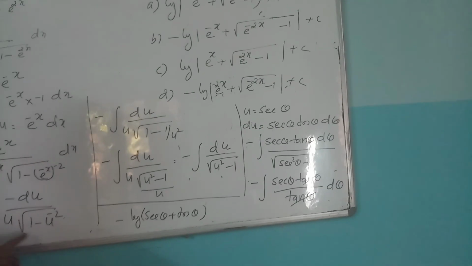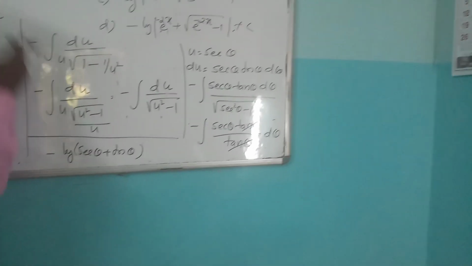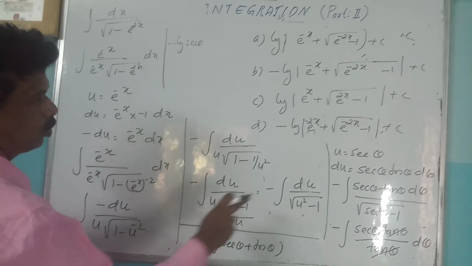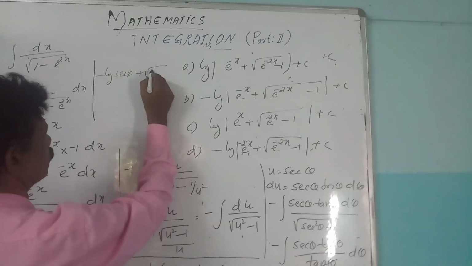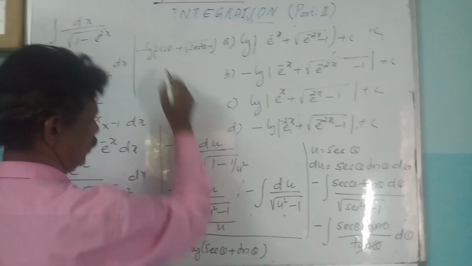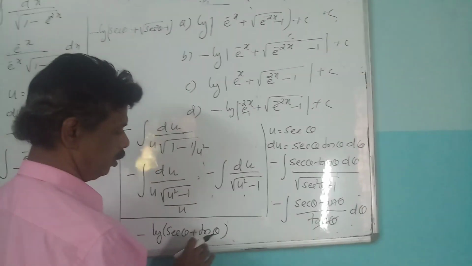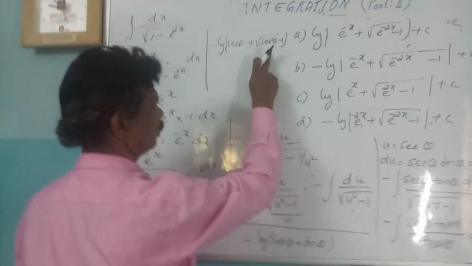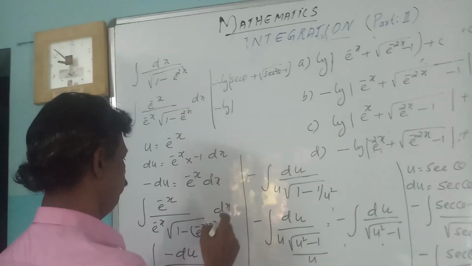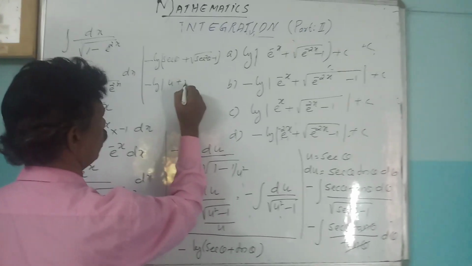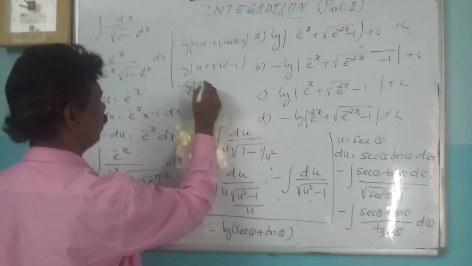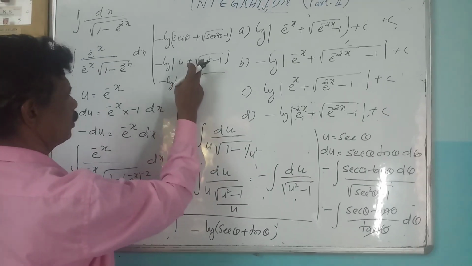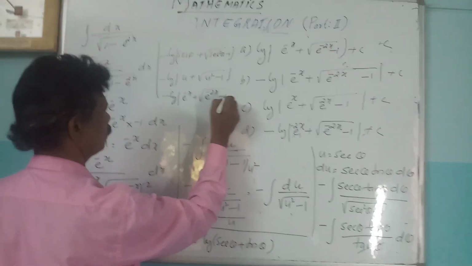Then the result is minus log of sec theta plus tan theta. Here sec theta equal to u, and tan theta means root of sec square theta minus 1. So we can write log of u plus root of u square minus 1. But u equal to e raised to minus x. So log of e raised to minus x plus root of e raised to minus x all square, that is e raised to minus 2x minus 1, plus c.